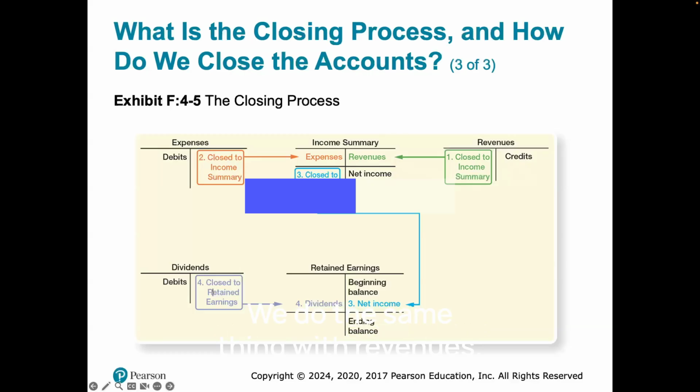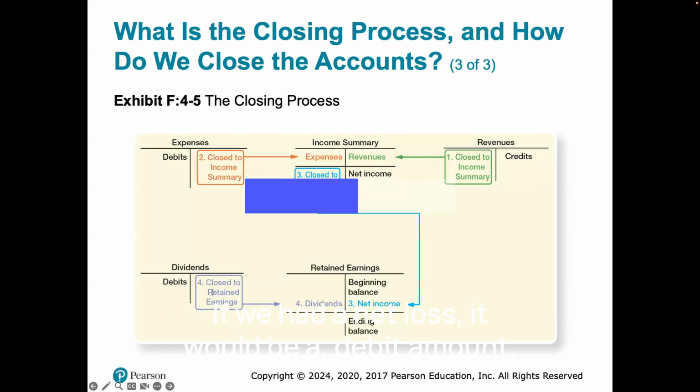We do the same thing with revenues. Revenues have a credit balance. We would create a journal entry with a debit of the amount that we have in revenues to zero out this account, and then we're essentially moving this amount over into our income summary. Then this ledger account would be totaled, and we would get our net income.